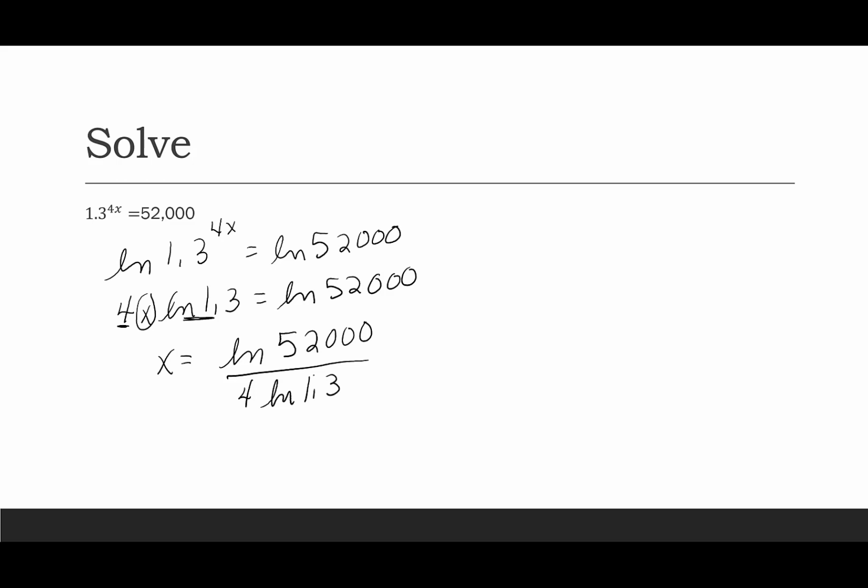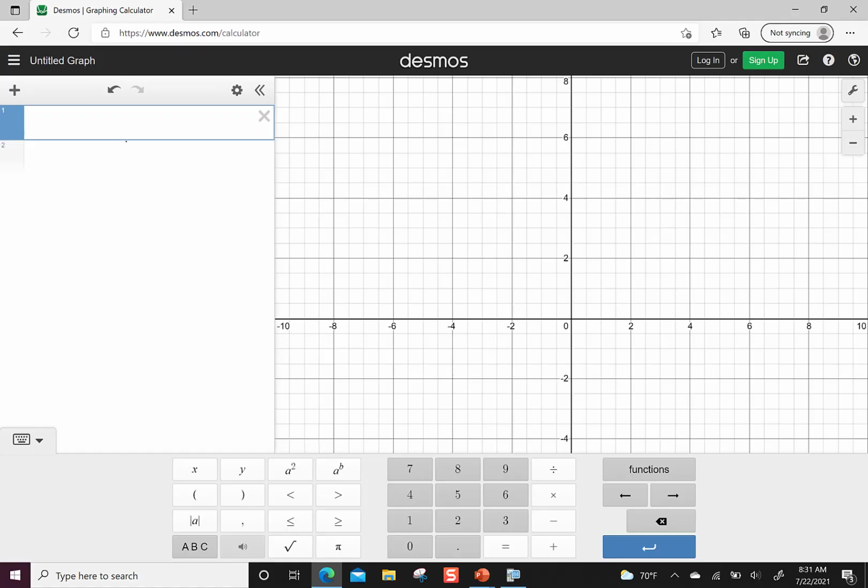This is one I think I should show you twice, so I'm going to show you in Desmos and also in the TI. Starting with Desmos, I can put in the natural log of 52,000 divided by. Now watch, the divided by goes into the denominator, and then I can type 4 natural log of 1.3. And I get my answer, 10.34725, so we're going to call it 10.3473.